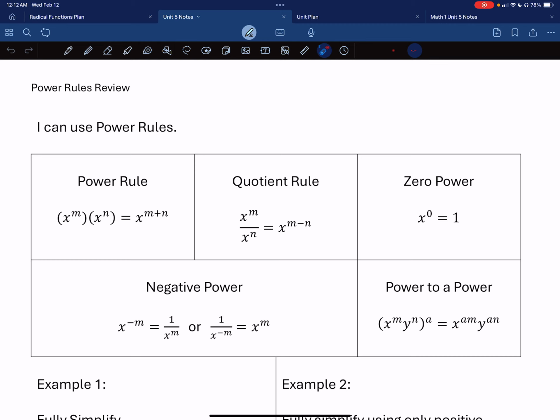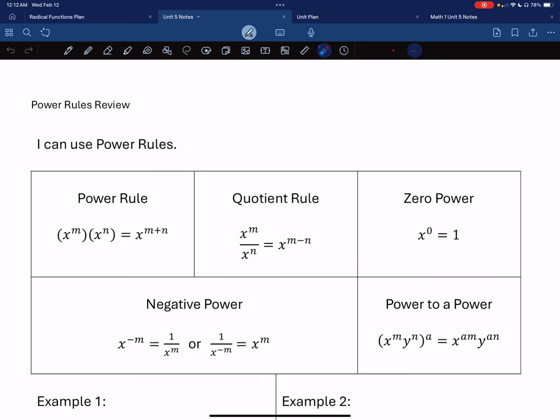Anytime you have a negative power, you're just going to flip it. Whether it's on top or on bottom, we're just moving it either up or down depending on which direction. And then anytime we raise a power to a power, we just multiply the powers. So if I have x to the m times n, and I'm raising it to the a power, it doesn't matter what the power is, I'm just going to multiply those together. And that also works for division.